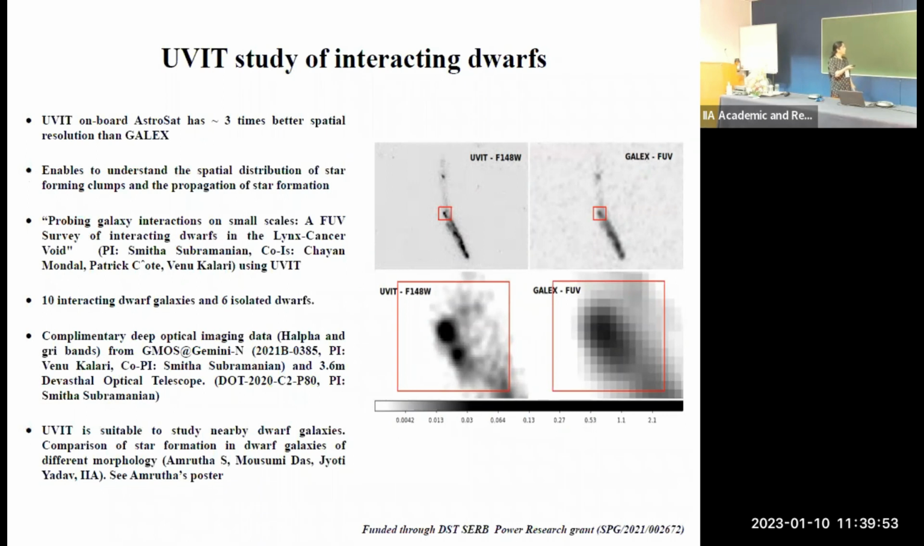In this context, based on the previous study, we proposed larger observations for a larger number of galaxies, 10 interacting dwarfs and 6 isolated dwarfs, using far-UV observations with UVIT. We also have complementary optical data from Gemini as well as the 3.6 meter optical telescope. I would like to mention that this UVIT study is suitable for nearby dwarf galaxies. The comparison of star formation in dwarf galaxies of different morphology, what you asked, not based on interactions, is being studied by a group at IIA. You can visit Amrita's poster.